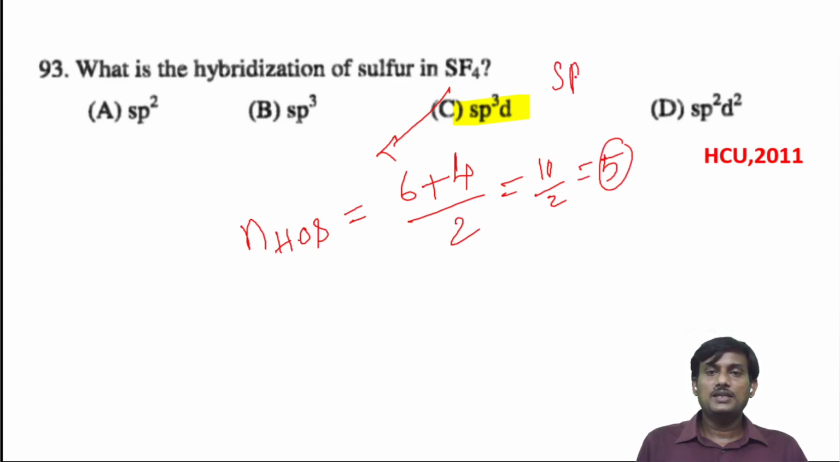So the hybridization will be sp3d, 1s, 3p, and 1d. So this is the correct option.